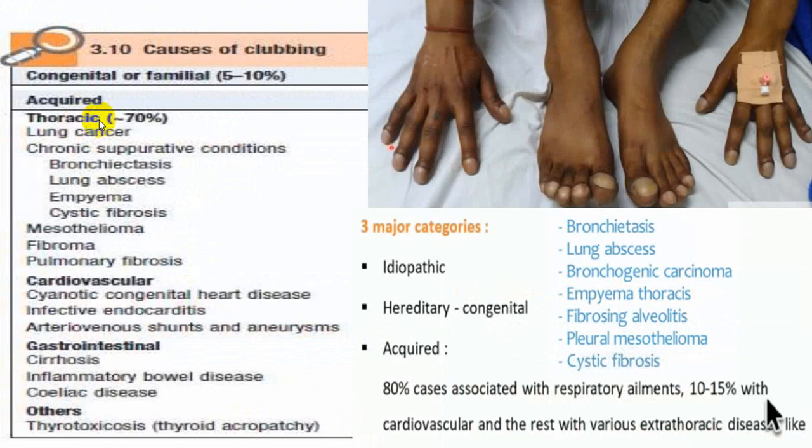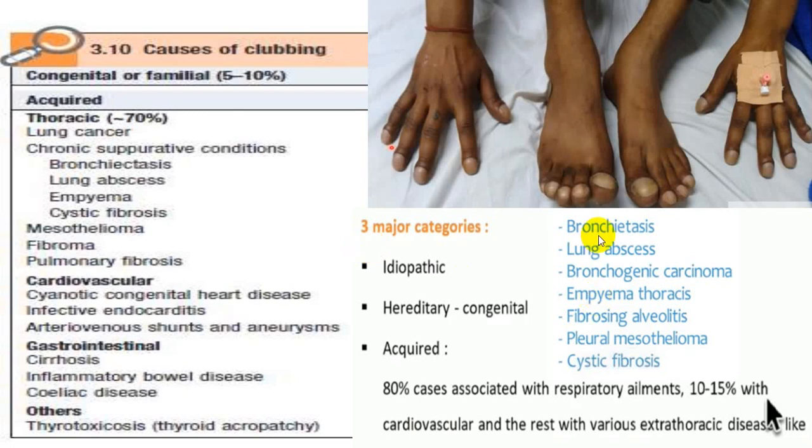So you can see here 70% is thoracic, 5 to 10% is congenital or familial, and idiopathic will be accounting for another big group. So you can see here 80% of the cases are respiratory, 10 to 15% are cardiovascular, so it will be almost 90 to 95%, and the rest will be either hereditary or idiopathic. Indirectly, cardiovascular and respiratory will be accounting for nearly 90 to 95%, and familial or idiopathic will be accounting for 5 to 10%. So that will be most common.